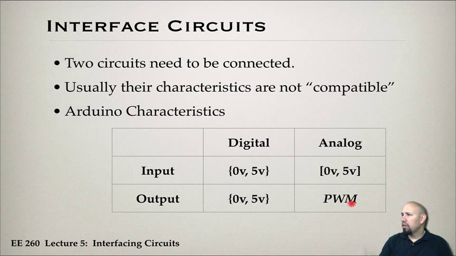So for example, the input voltages for the Arduino, whether digital or analog, are 0 to 5 volts, whereas the output is 0 to 5 volts digital. And again, pulse width modulation is still 0 to 5 volts.